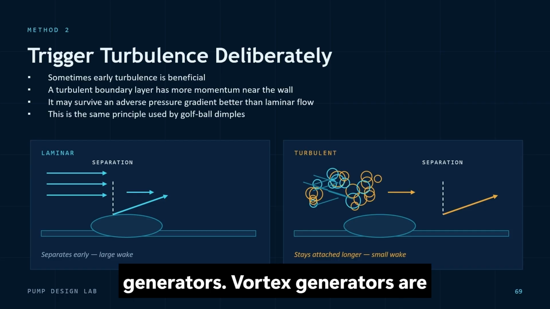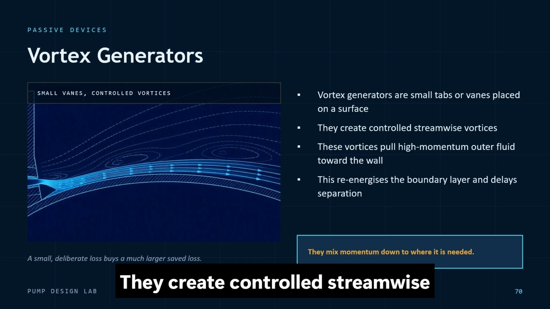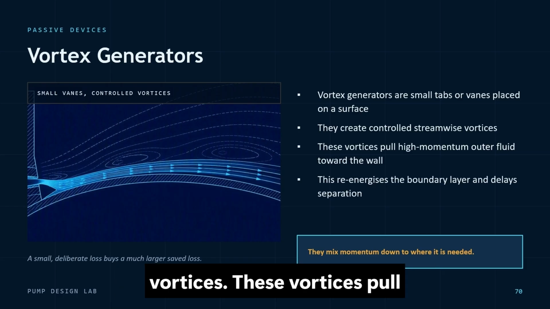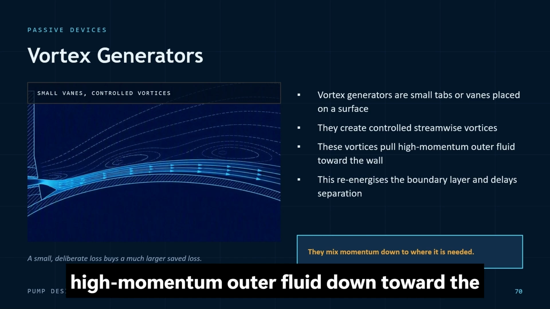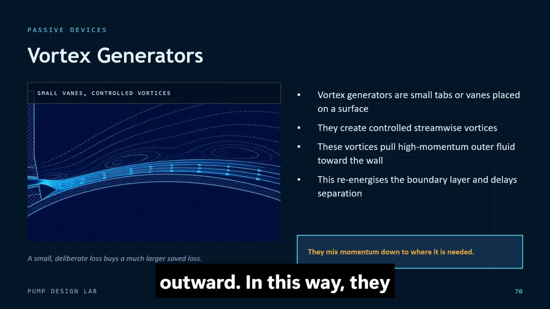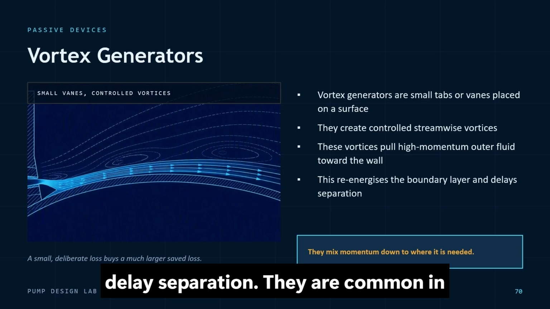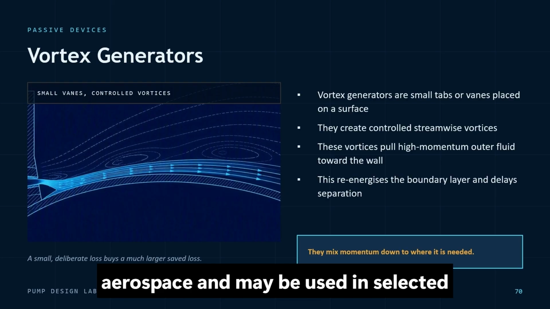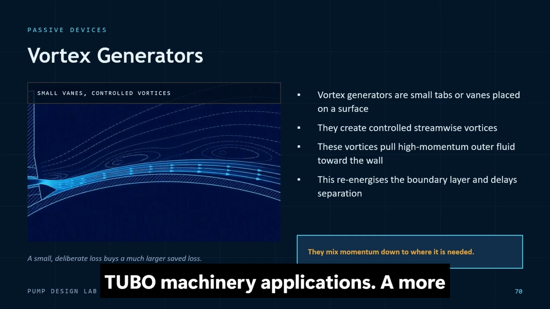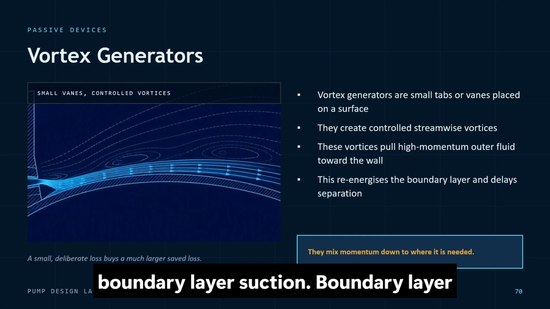Vortex generators. Vortex generators are small tabs or vanes placed on a surface. They create controlled streamwise vortices. These vortices pull high-momentum outer fluid down toward the wall and lift slow near-wall fluid outward. In this way, they re-energize the boundary layer and can delay separation. They are common in aerospace and may be used in selected turbomachinery applications. A more direct but more complex technique is boundary layer suction.